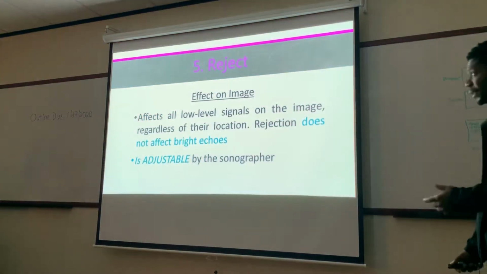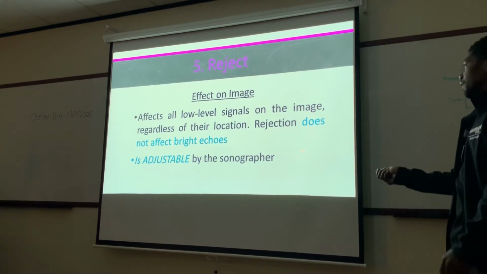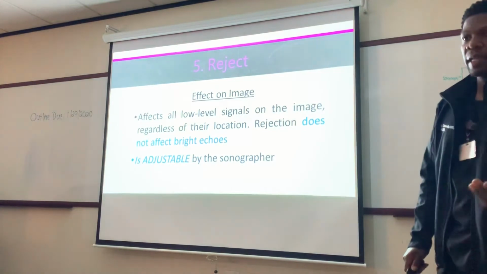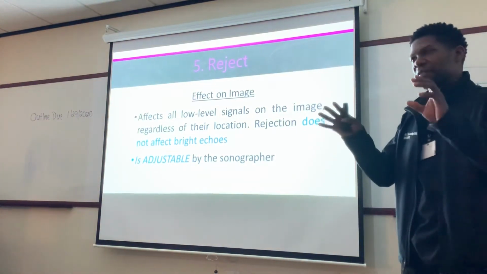Okay. So the effect it has on the image is that all low-level signals on the image, regardless of the location, are affected. Reject does not affect bright echoes. So it's going to eliminate all of the low-level signals, all of that kind of haze, that fuzziness.